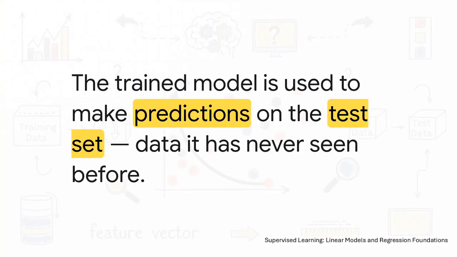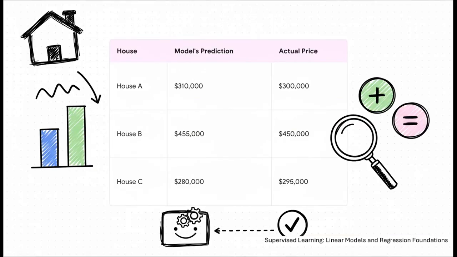And now, the moment of truth. Step 3 is the final exam. We take that test set that we hid away, the houses the model has never seen before, and we ask it, okay, predict their prices. This is how we find out if it actually learned the general rule or if it just memorized the answers from the study guide. Which brings us to our final step, grading the test.